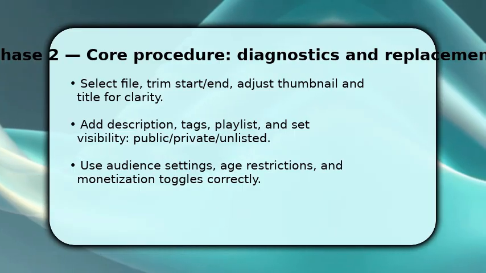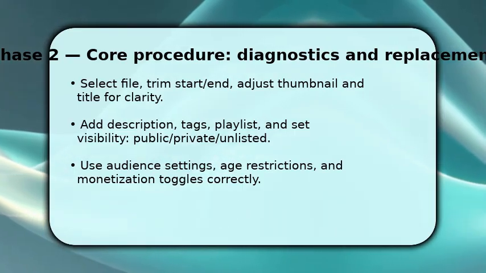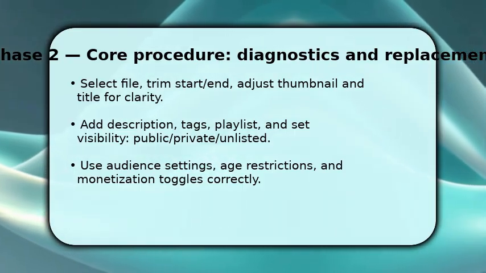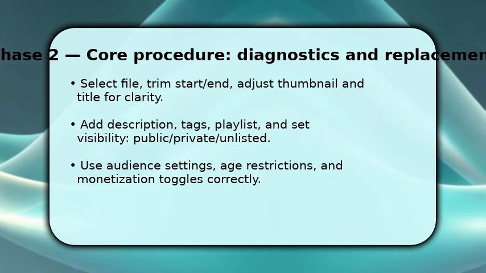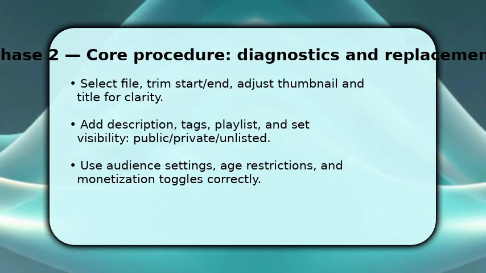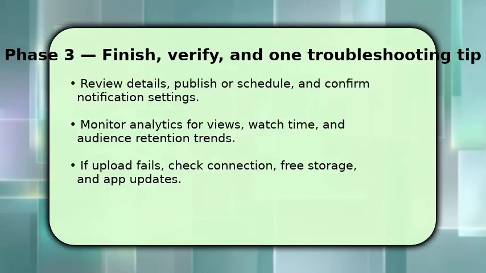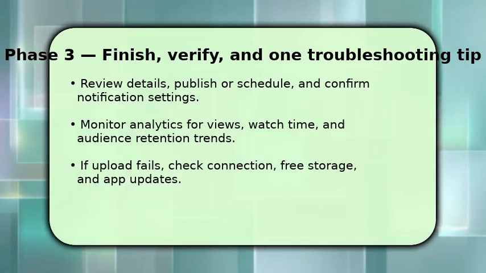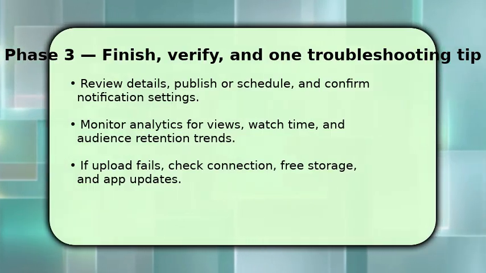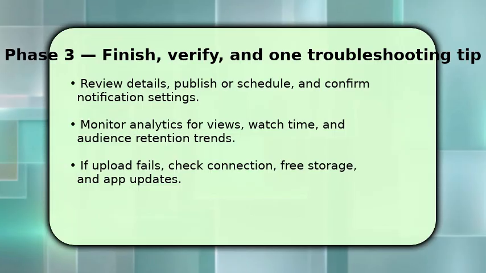Make sure to set visibility, public, private, or unlisted, choose audience settings, and toggle monetization if eligible. These choices affect reach and revenue. You review every detail before publishing: title, thumbnail, description, tags, audience, and monetization. Then either publish immediately or schedule for peak times.